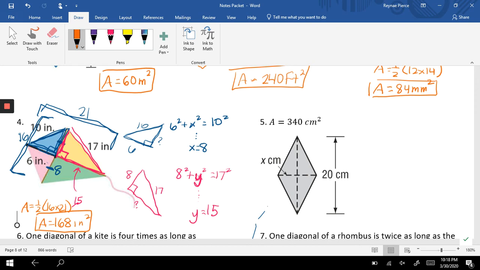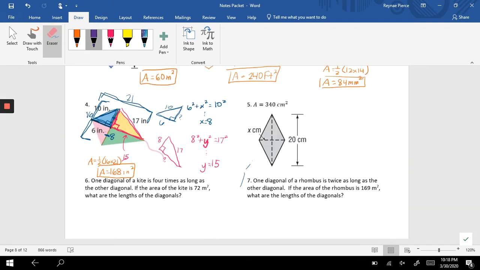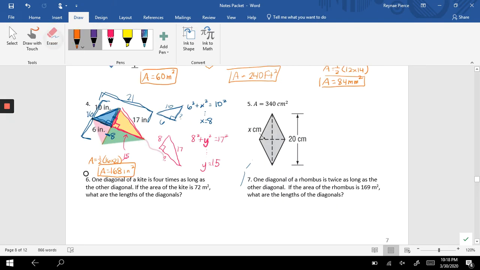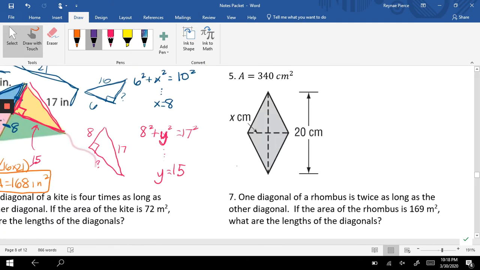Now, example 5, we are going to have to work backwards. First off, I am given the total area. So I'm going to work backwards from there.